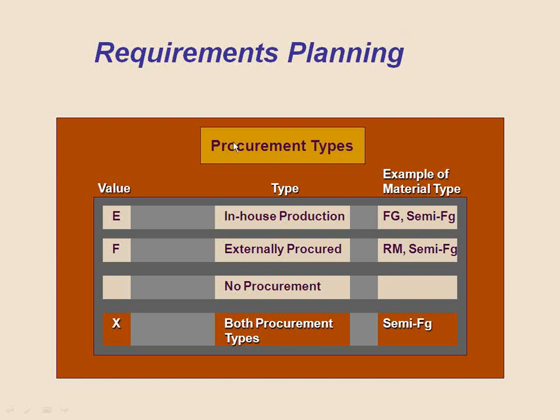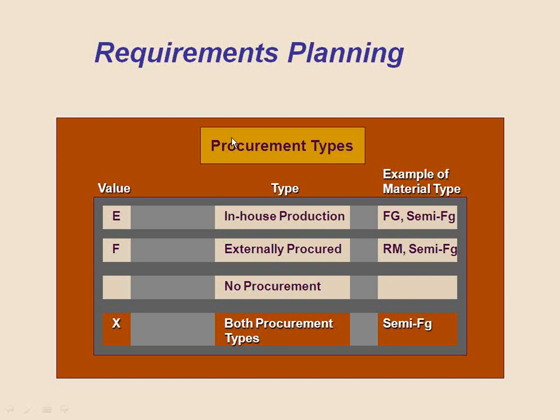Okay, so this procurement type indicator, what it does is, whether this material is to be procured externally or if this material is an in-house produced material. So procurement type is also considered as one of the parameters which will automatically come from the material type, right? We have got 3 types of procurement types.